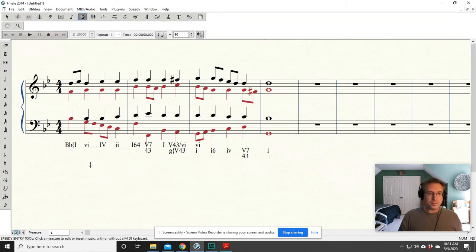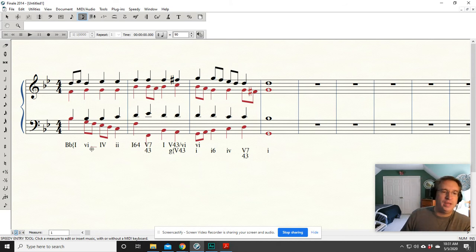Okay, we're starting in B flat, but we don't end in B flat. We end in G minor. You'll notice that the analysis below has a bracket, and it says B flat, then goes 1, 6, 4, 2, 1, 6, 4, 5, 7 with a 4, 3 suspension, 1. And then it gets all weird looking here.